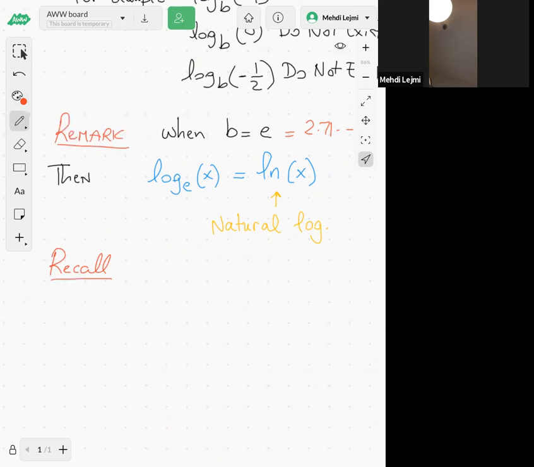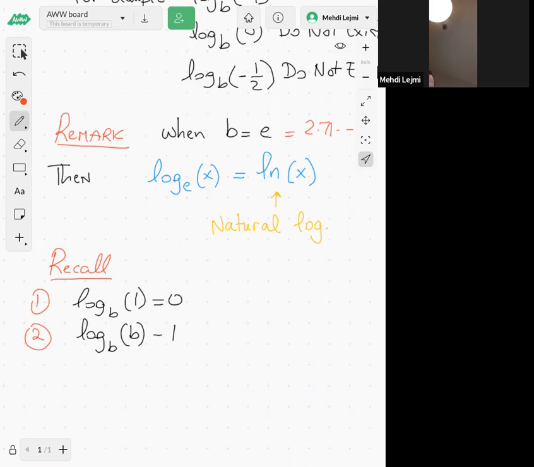So the first property is that, as I said, log of 1 is always 0, right? The second property is that log of b in base b is 1. So log of b in base b is 1.